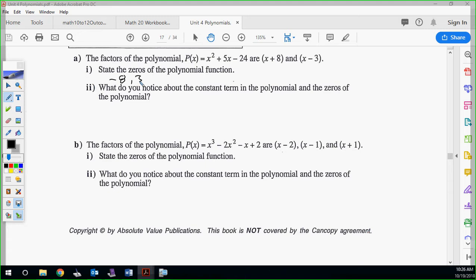So this is actually pretty helpful for us. We get the 8 and negative 3 as a combination or a product of the 24. When I say factor this, you say multiples of 24, negative 24, that get me 5, right? So that's where we get them. So what do you notice about the constant? It's a product of our zeros. Negative 8 times 3 is negative 24.